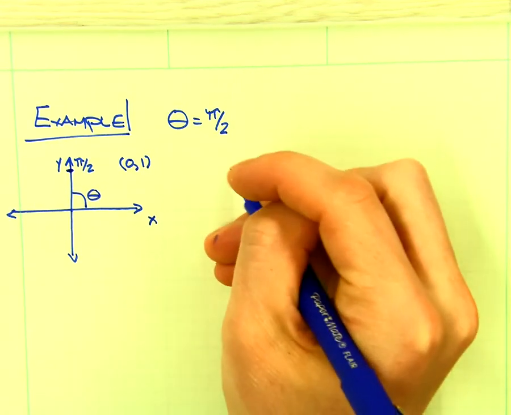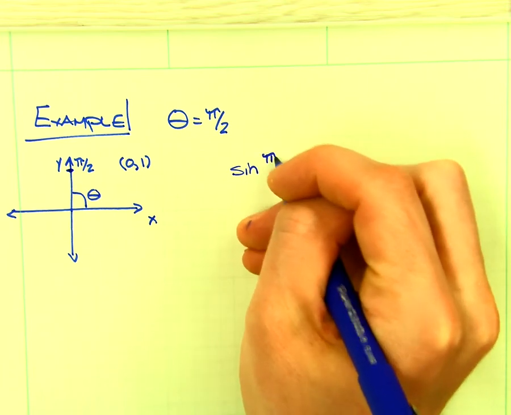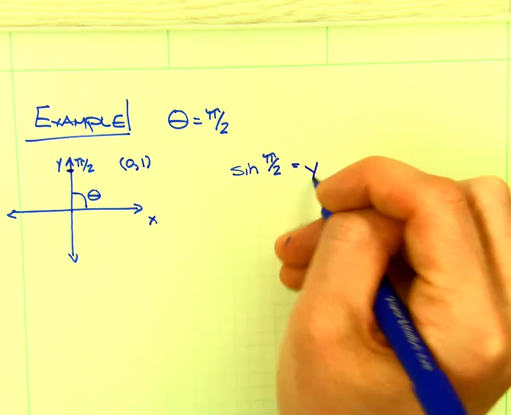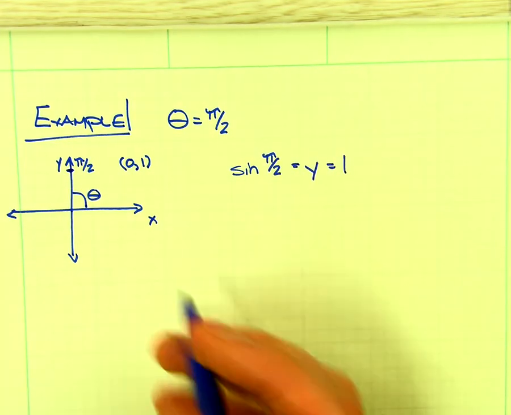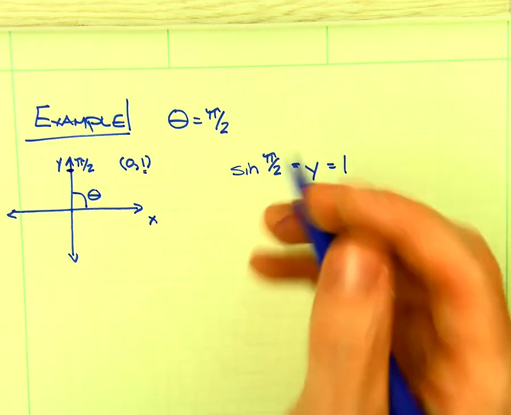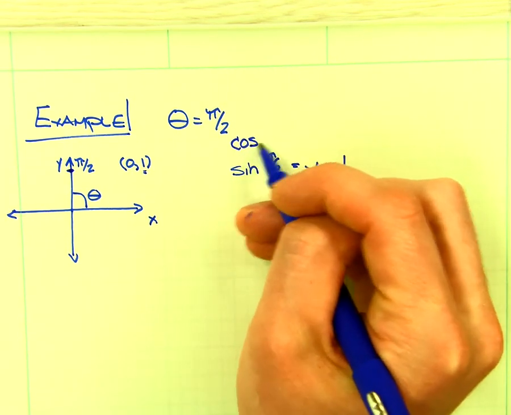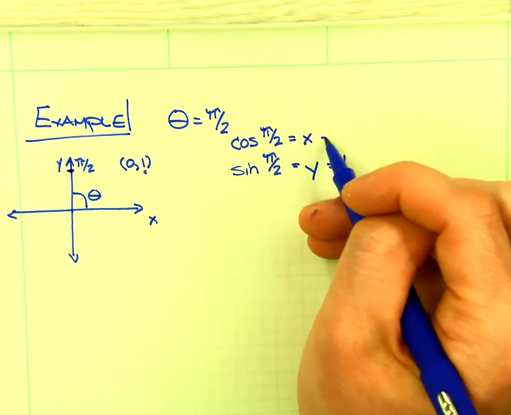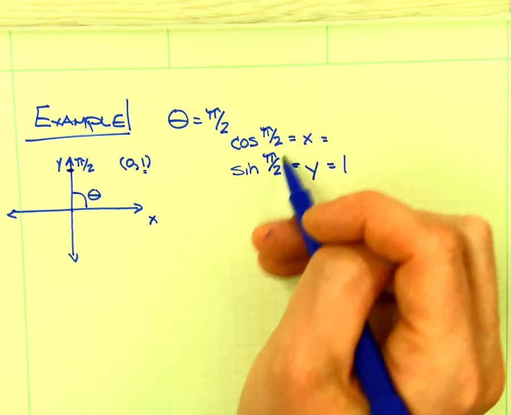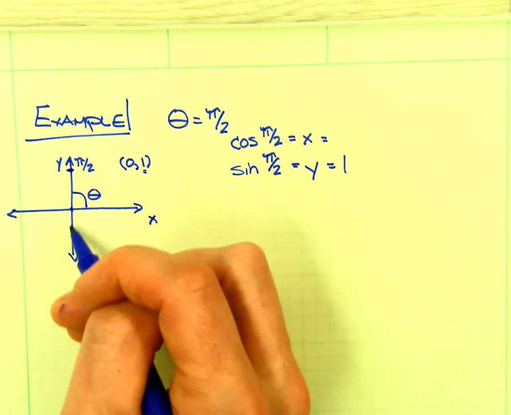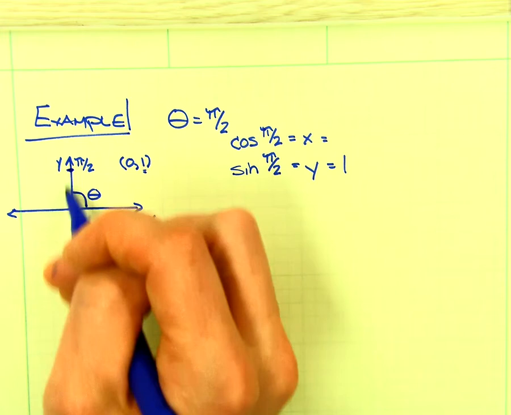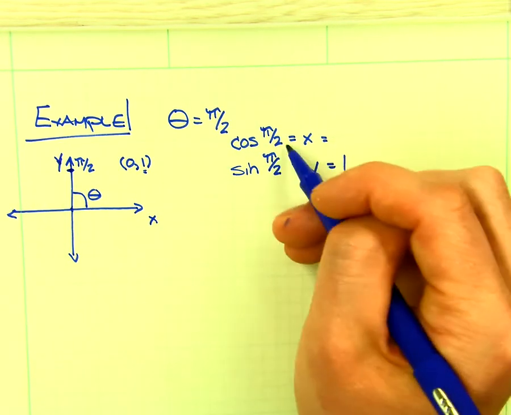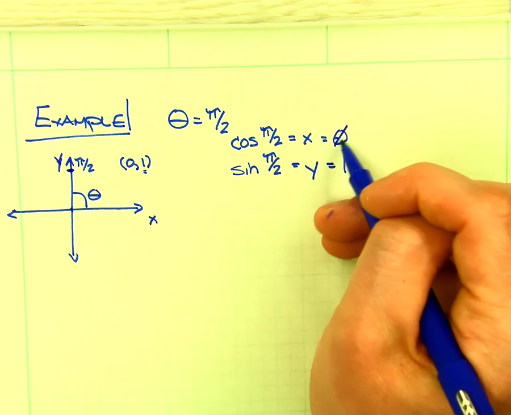So now I just need to say, okay, well, sine of pi over 2, sine of theta, is going to be my y value, which is just going to be equal to 1. Right? So it's going to be my y value right there. I actually should have started off with my cosine of pi over 2, which is going to be my x value, which is going to be equal to 0 because I'm not going in the x direction very far. I'm not going in the x direction at all, as a matter of fact. I'm just going up in the y direction. So the cosine of pi over 2 is my x value, which is going to be equal to a big fat 0.